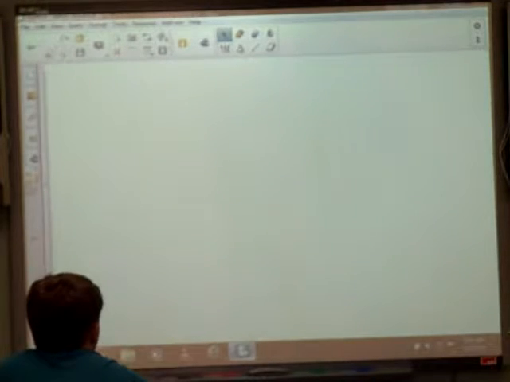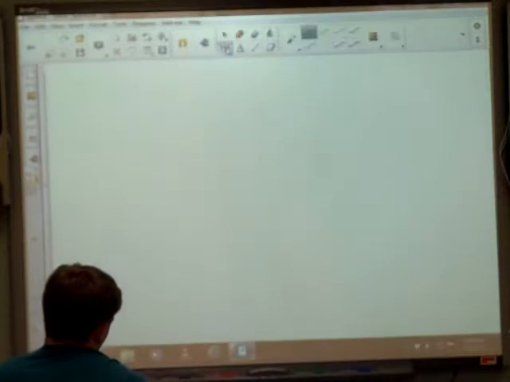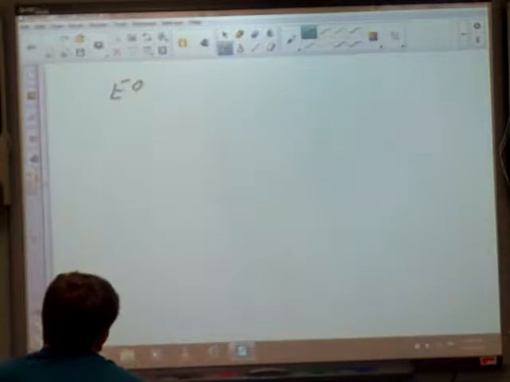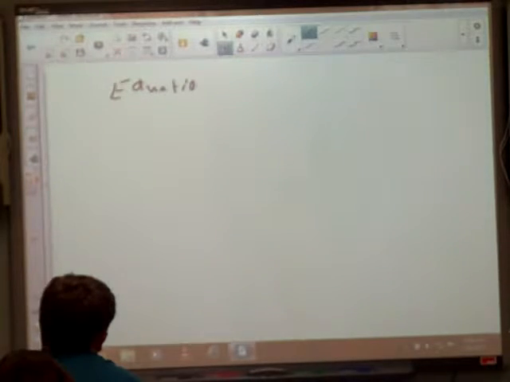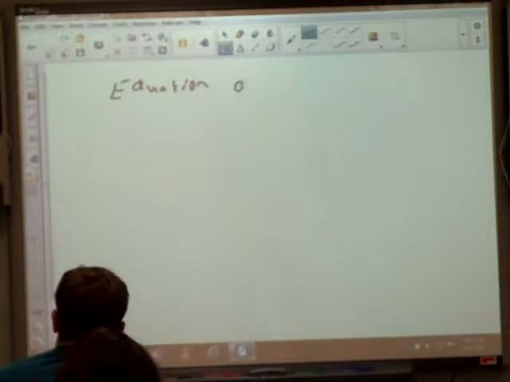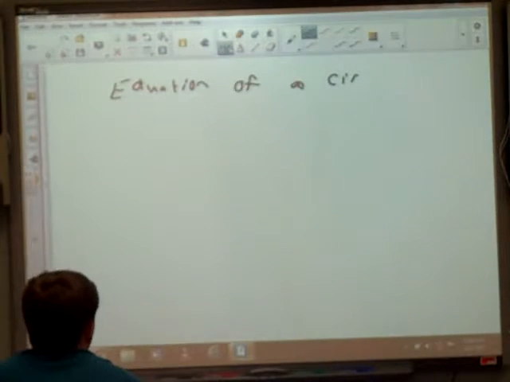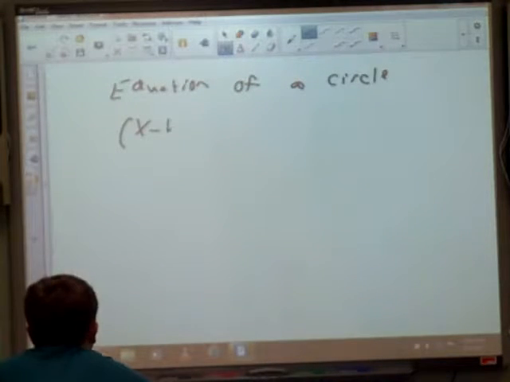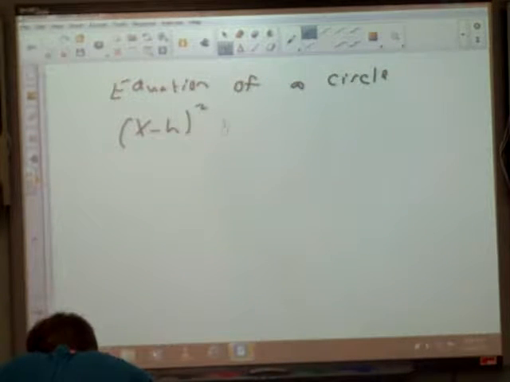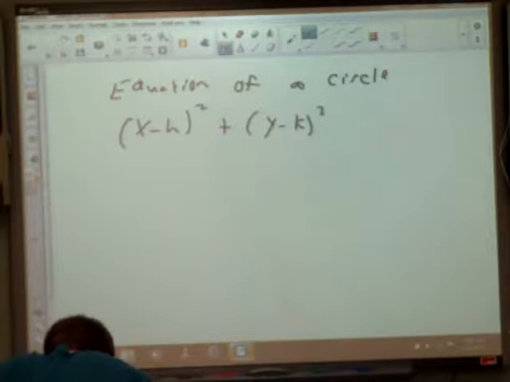The first thing that I've got for you that's going to be important in our notes is the equation of a circle in radius form. Equation of a circle. X minus h squared plus y minus k squared is equal to r squared.